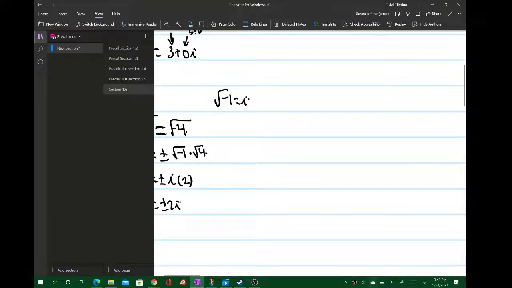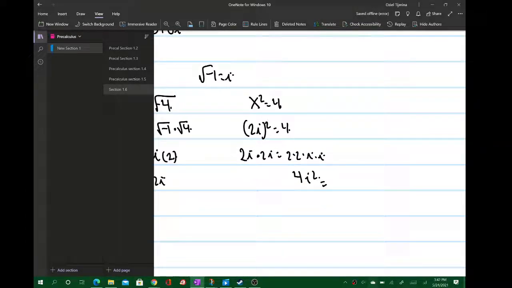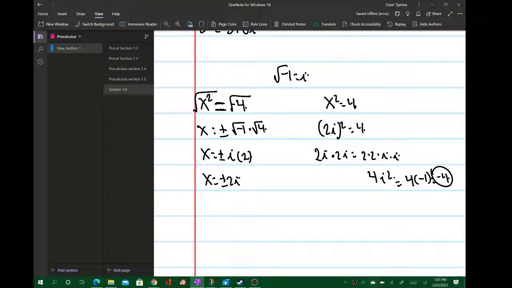And we can plug that back into x squared equals 4. We can verify that that's true by plugging it back in. So we would say (2i) quantity squared equals 4. So we can say 2i times 2i, that's basically 2 times 2 times i, which is 4i squared, right? And 4i squared is 4 times negative 1, which is negative 4. So you see how it equals this number here. So basically x squared equals negative 4.